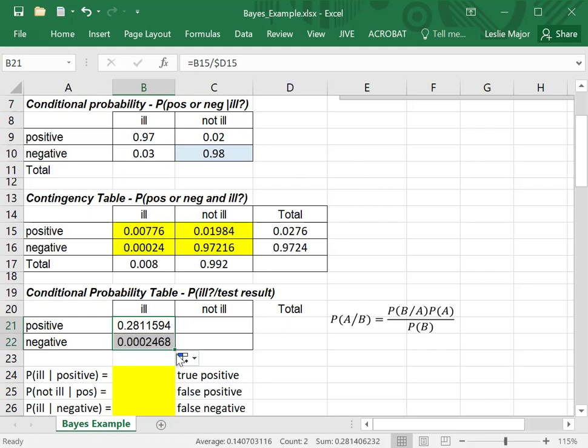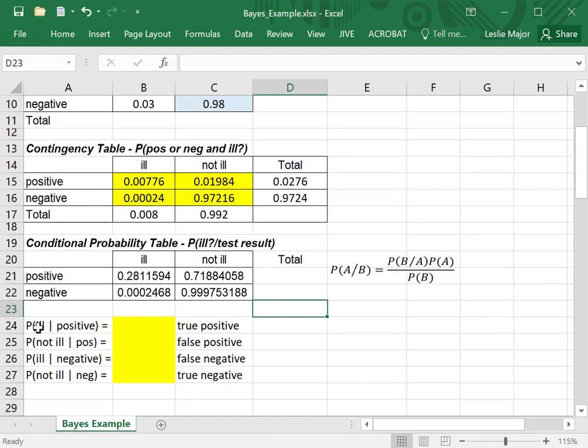And then you can copy this down. You can just pull that little tiny green square, click on that, pull it down and across to autofill, and you will get all of your answers here. So here are all the conditionals. So let's have a look at what they are. Ill, given test positive, this guy right here, it's going to be that 28.12%. Not ill, given test positive, that guy, the 71.88%.